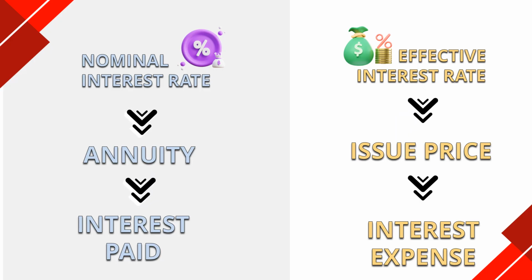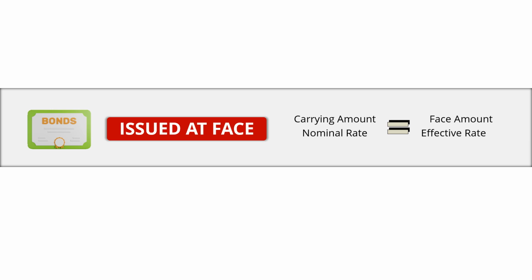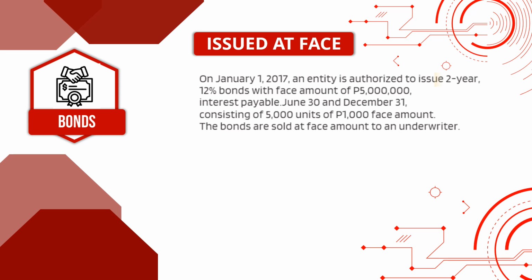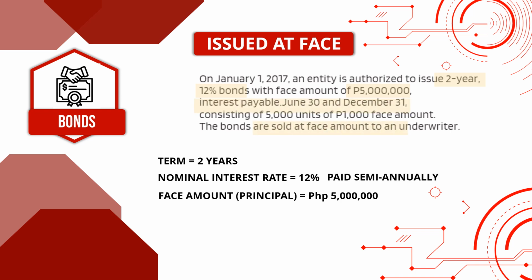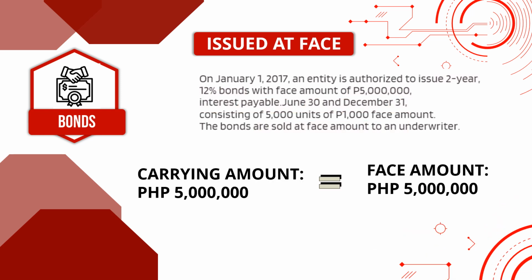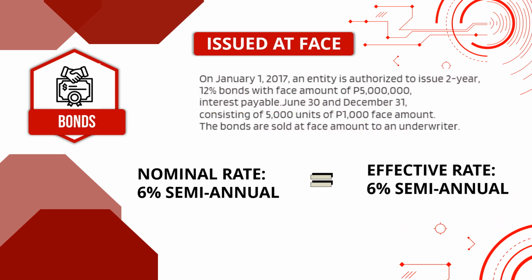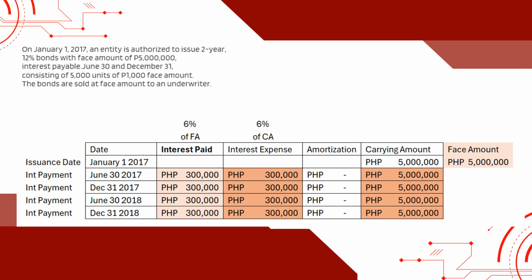So again, I will just explain to you the process and then I will help you be able to determine ano ba yung typically hinahanap, right? So first is, let's go to scenario 1, bonds issued at face, right? So, meron tayong 2-year bond that has a nominal interest rate of 12% semi-annual. So, technically, that should be 6%. May face amount siya of 5 million. And then may cash proceeds siya of 5 million. So, cash proceeds is equal to issue price. So, same lang, right? This is what the amortization table should look like.